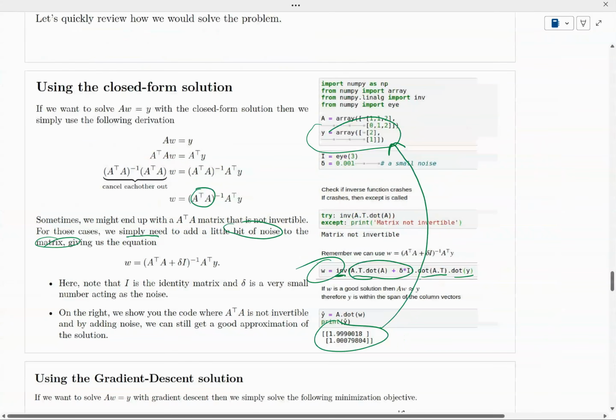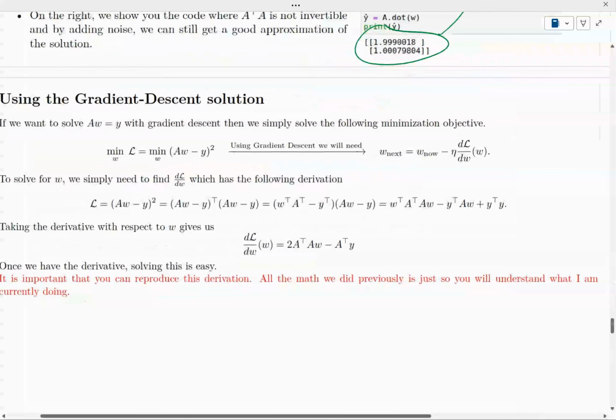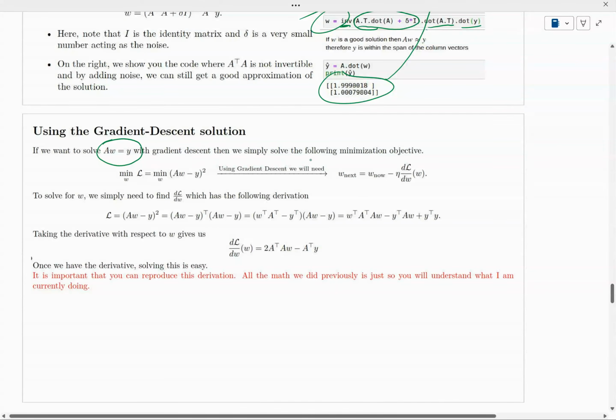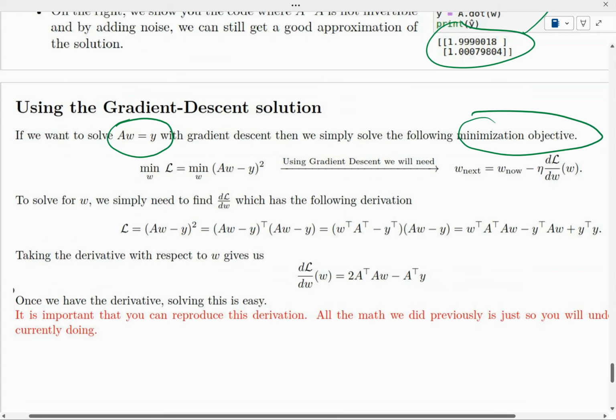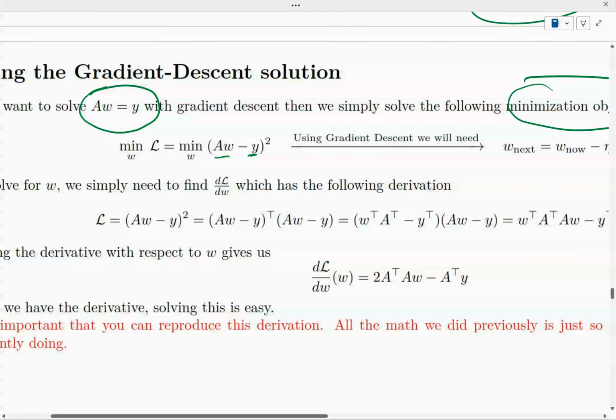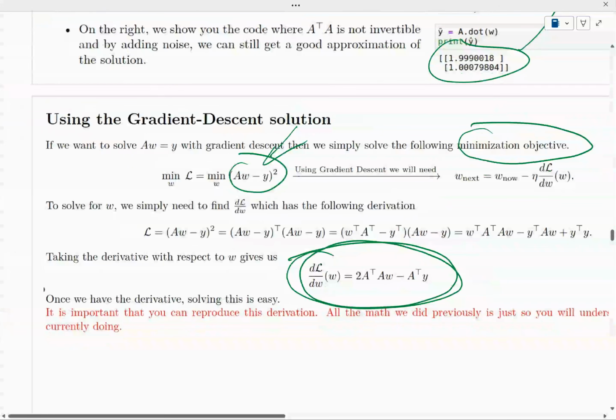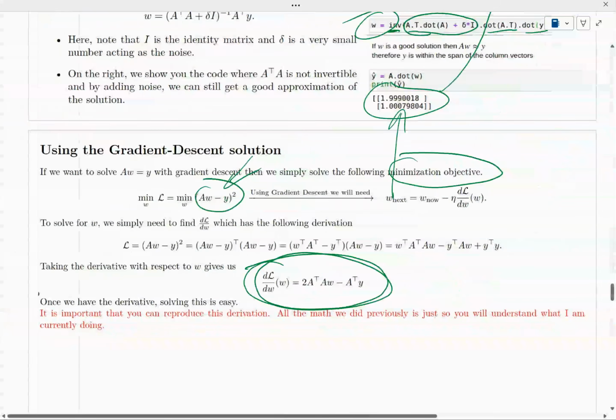Okay. Of course, you can also do gradient descent. With gradient descent, if you want to solve this is equal to this, you simply need to minimize the following objective. If you want them the same, you want the squared error between them to be as small as possible. To do gradient descent on this, you just find the derivative of this. The derivative turns out to be like this. Once you have the derivative, you run the minimization with gradient descent, and you will see that you'll be able to reach the same result.